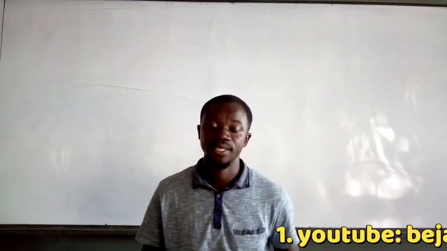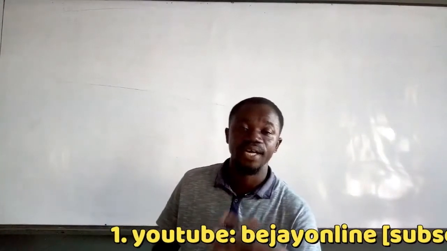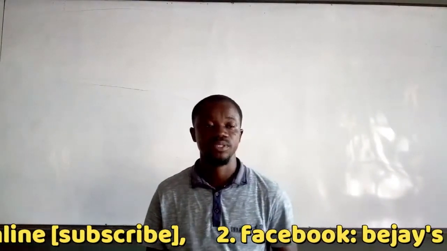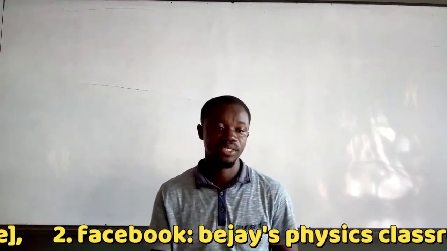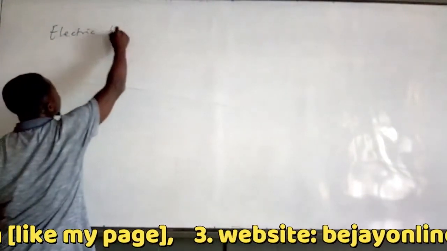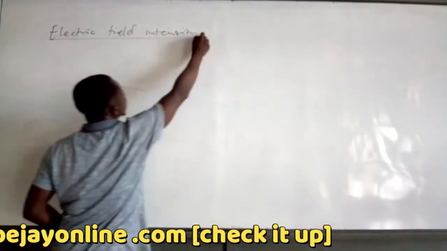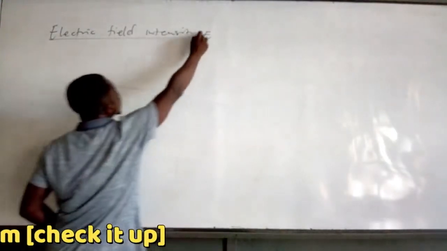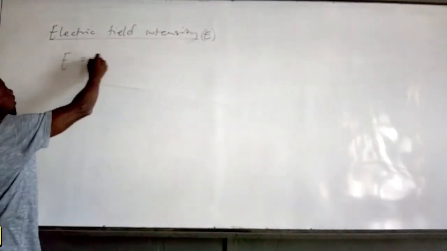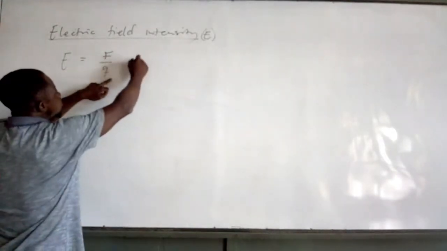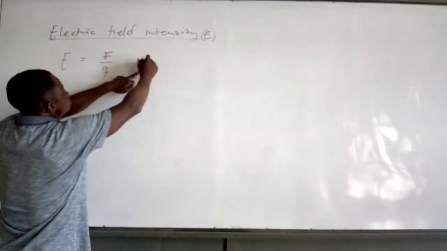And we saw that electric field intensity is defined as the force per unit charge placed at a point in an electric field. So we saw that electric field intensity, the symbol is E. We saw that E is equal to force per unit charge placed at a point in an electric field. And we said the unit is Newton per Coulomb.